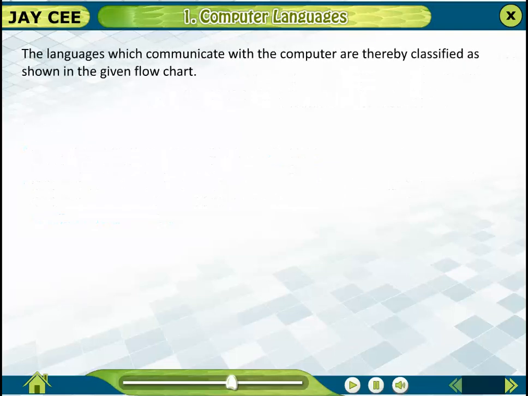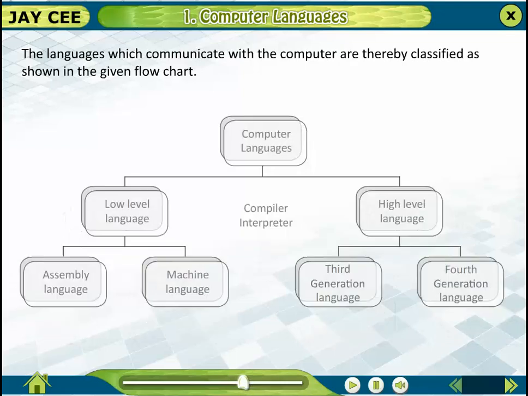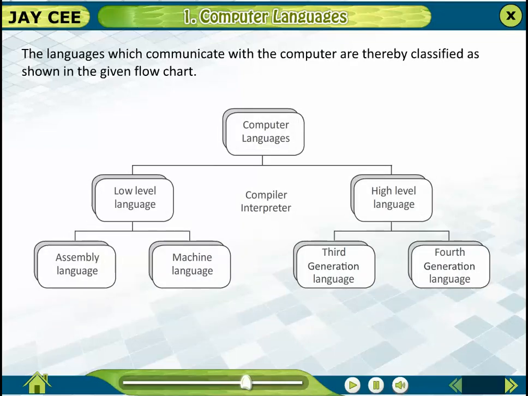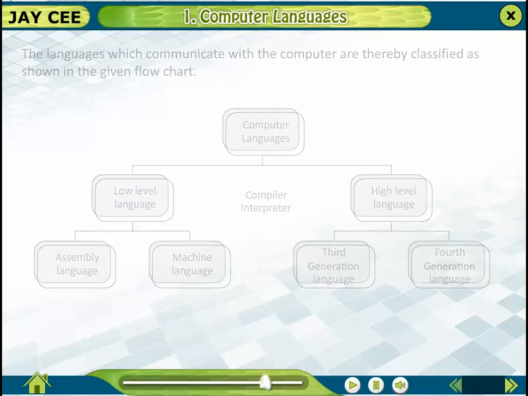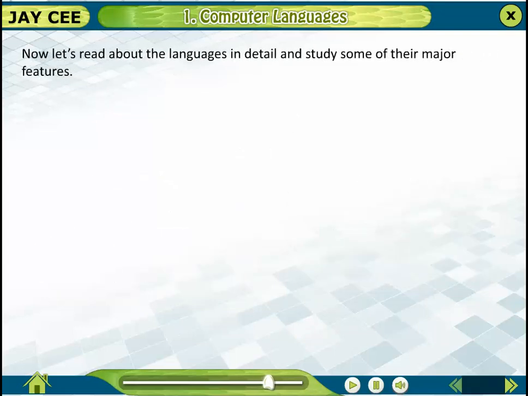The languages which communicate with the computer are thereby classified as shown in the given flowchart. Computer languages: compiler, interpreter, low-level language, assembly language, machine language, high-level language, third generation language, fourth generation language. Now let's read about the languages in detail and study some of their major features.